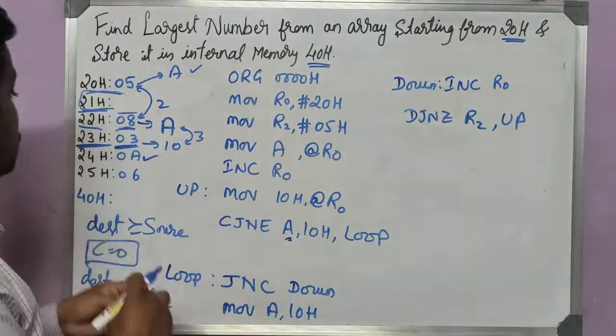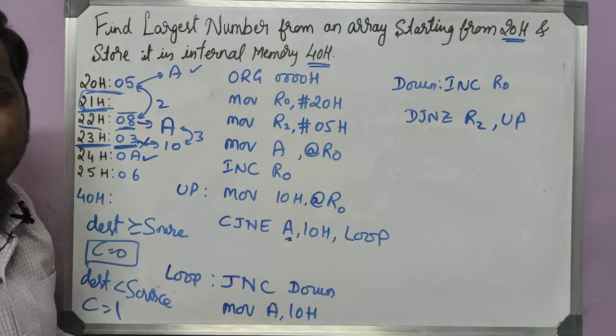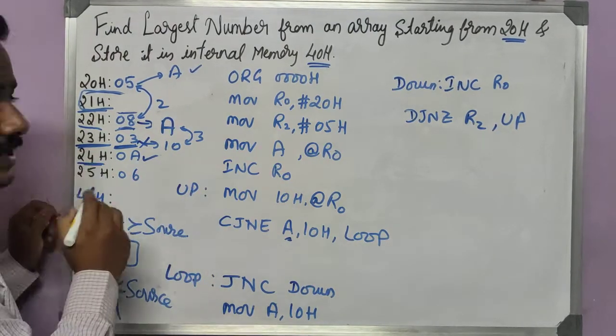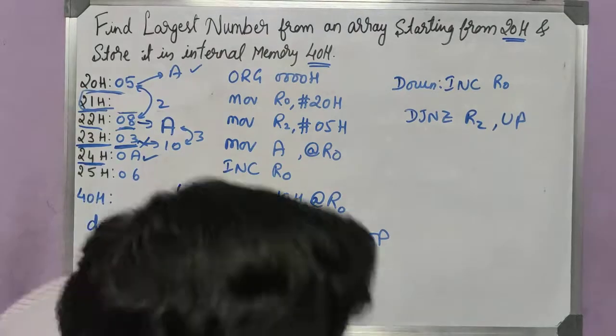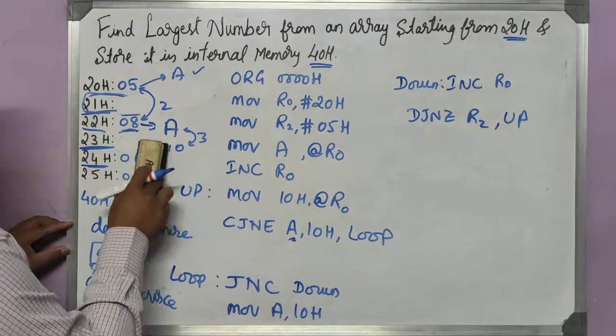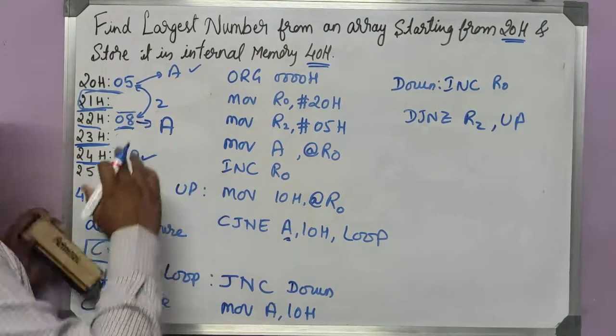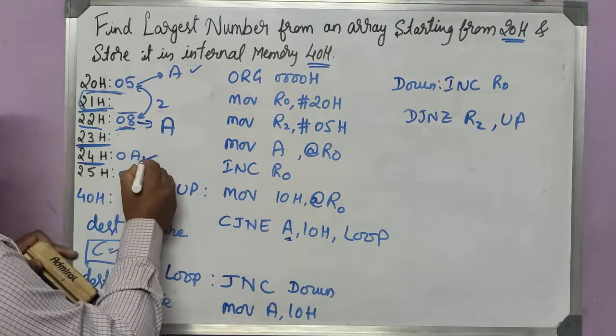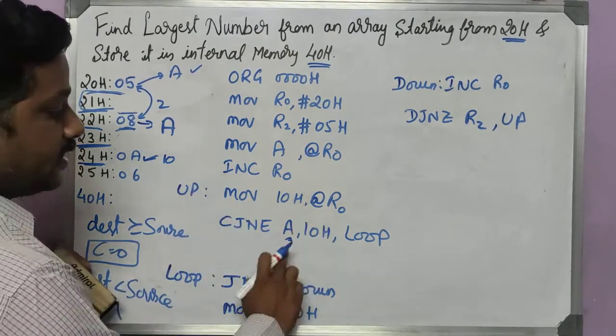Increment R0. So you directly leave this because it is a smaller number. Increment R0 and take this 0A. Right? Take this 0A. This is also over. Now accumulator is having 8 and let me take 0A. This will be taken into 10H. Compare it.